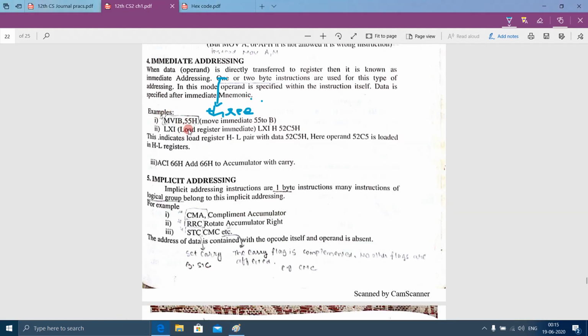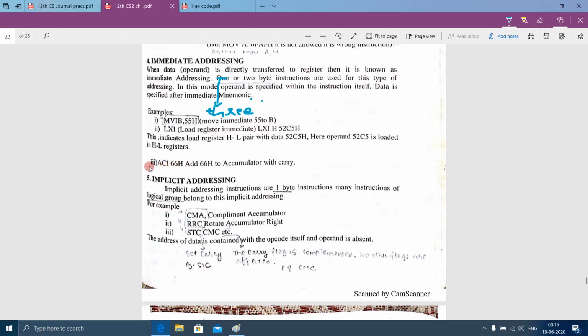MVI B, 55H. This means move immediate. LXI means load register pair immediate. This example we have taken. Here also the data, the operand, is specified in the instruction itself. This indicates load HL pair with data 52C5H. Here operand 52C5 is loaded in HL registers. So I hope I don't have to explain this LXI instruction.